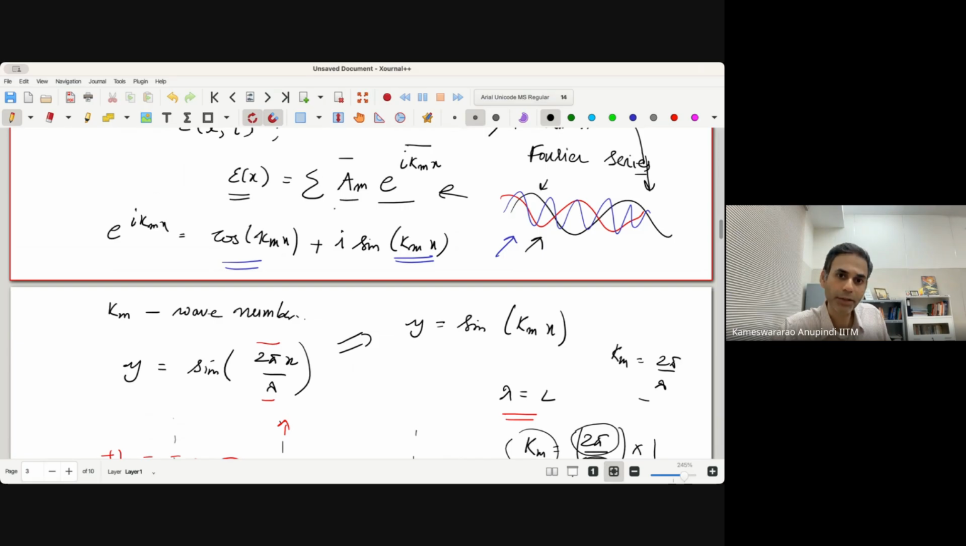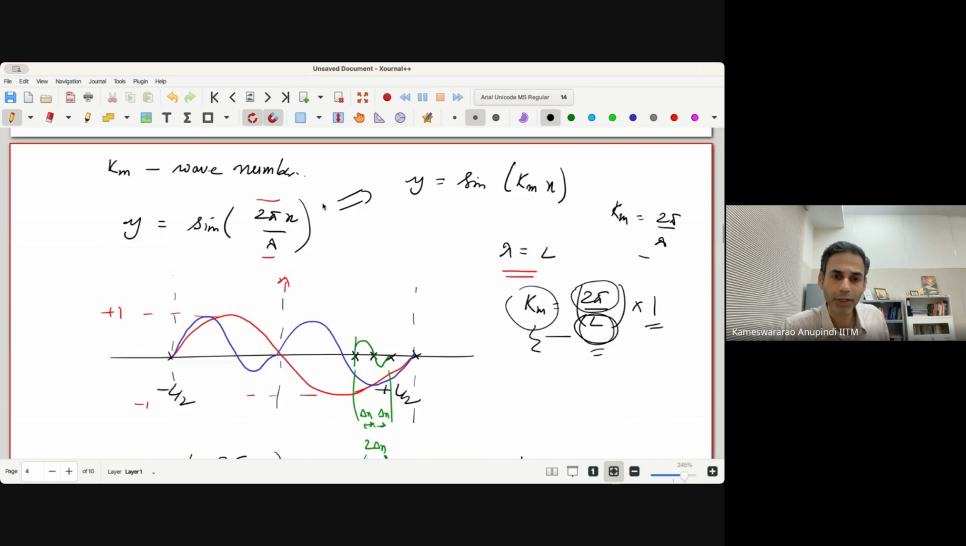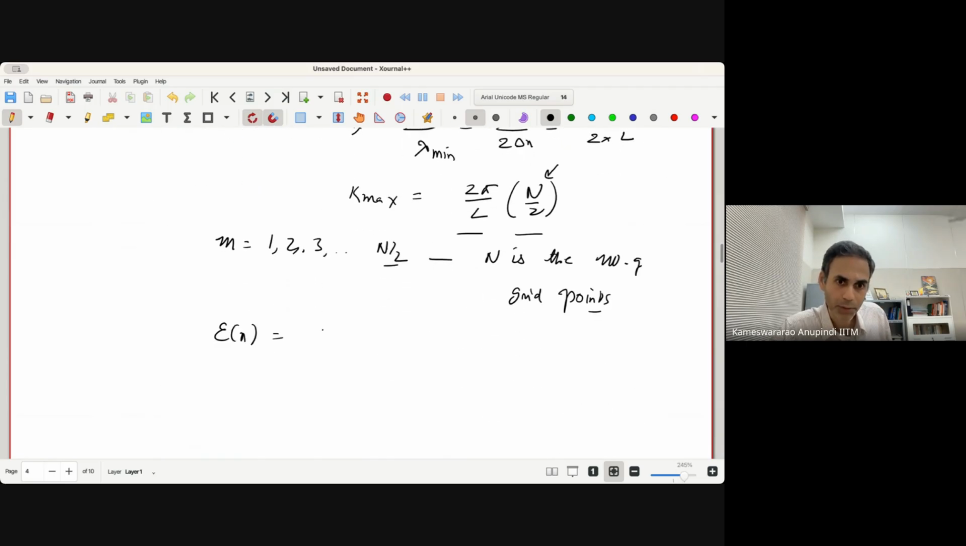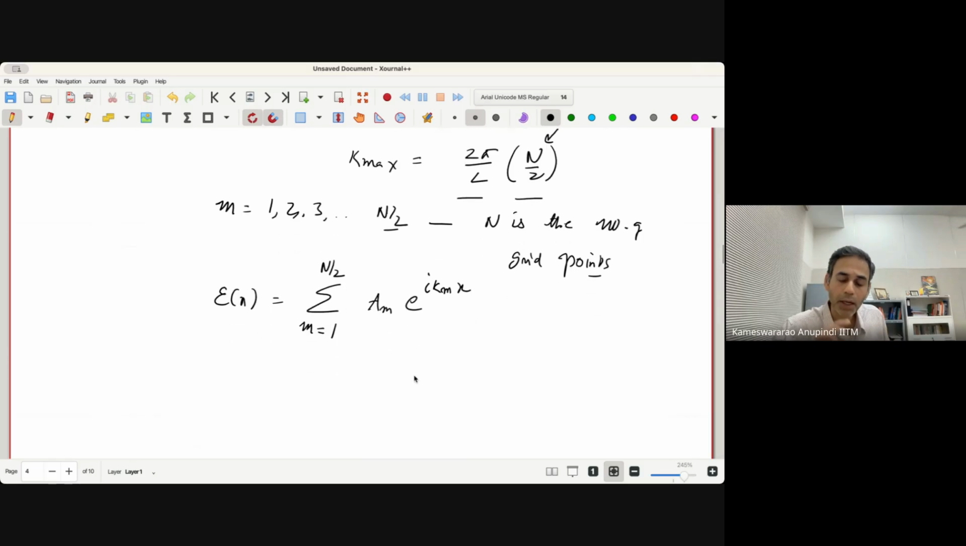So that means I can modify this summation to include the extent of m. Earlier I have written epsilon x equals summation am e to the power I km x, where m goes from now 1 to capital N by 2. That's all, right? It cannot go to infinity. It will stop at n by 2. So this is the spatial variation of the round-off error.